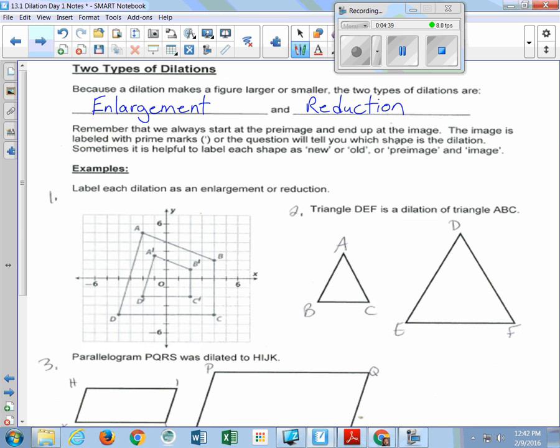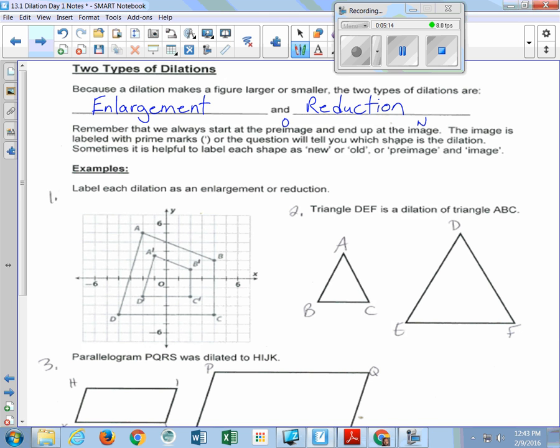Remember that we always start at the pre-image and end up at the image. So the pre-image is the older original, and the image is the new. The image is labeled with the prime marks, the apostrophes. Well, the question will tell you which shape is the dilation. Sometimes it's helpful to label each shape as new or old, or pre-image and image. So, on these next two examples, label each dilation as an enlargement or reduction.